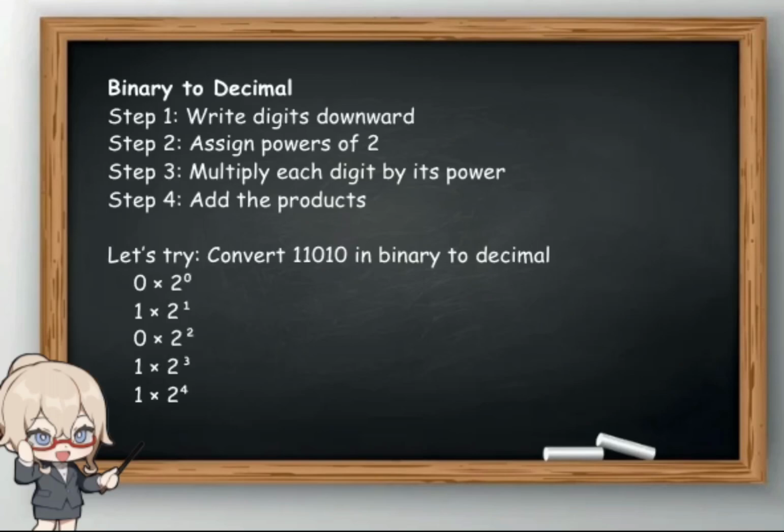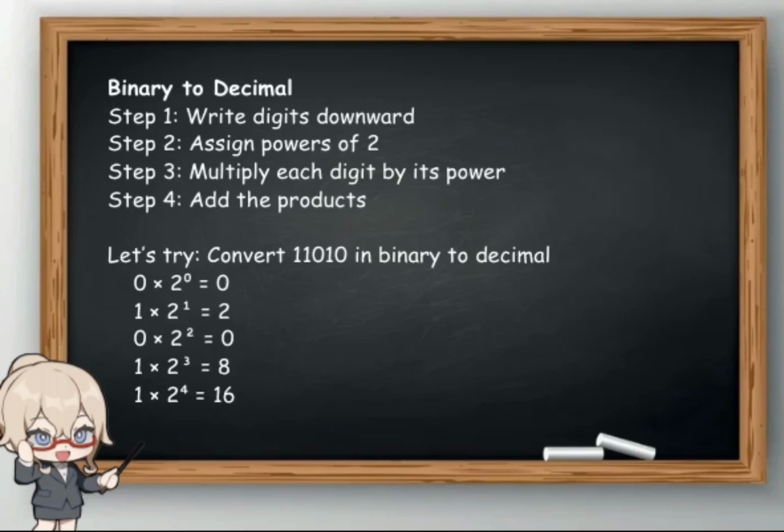as we move left. So the powers are 2 raised to 0, 2 raised to 1, 2 raised to 2, 2 raised to 3, and 2 raised to 4. Now, multiply each binary digit by its corresponding power of 2. So, 0 times 2 raised to 0 is equal to 0, 1 times 2 raised to 1 is equal to 2, 0 times 2 raised to 2 is equal to 0, 1 times 2 raised to 3 is equal to 8, and last, 1 times 2 raised to 4 is equal to 16.